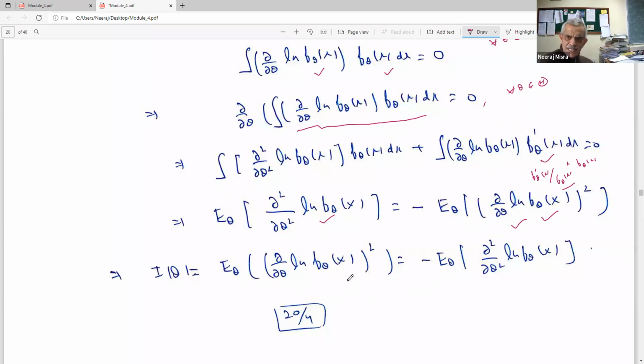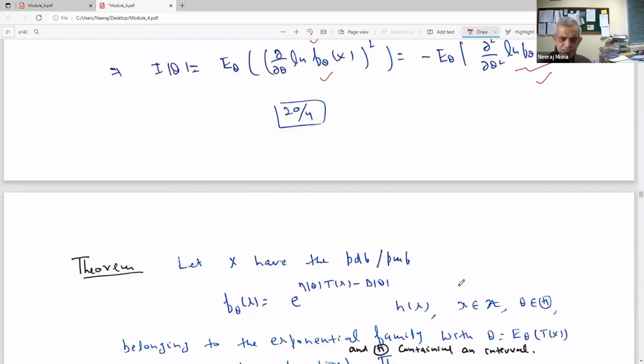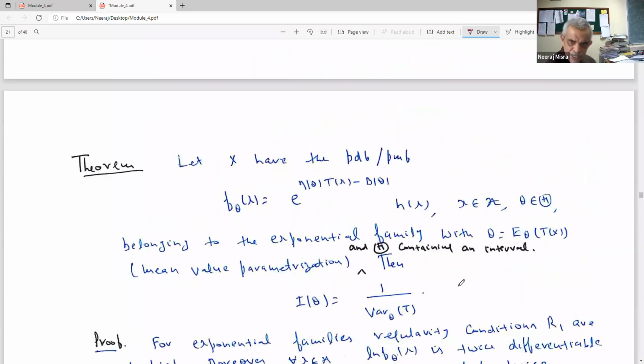So I(θ), which is the expected value of (∂/∂θ log f_θ(x)) whole square, can also sometimes be obtained by just taking the double derivative of log f_θ(x) with respect to θ, taking the expected value, and negating it with a minus sign. So you can get I(θ) through this, or you can get I(θ) through this. Okay. So let's see what happens when you have an exponential family. Yes, any doubts anybody has?